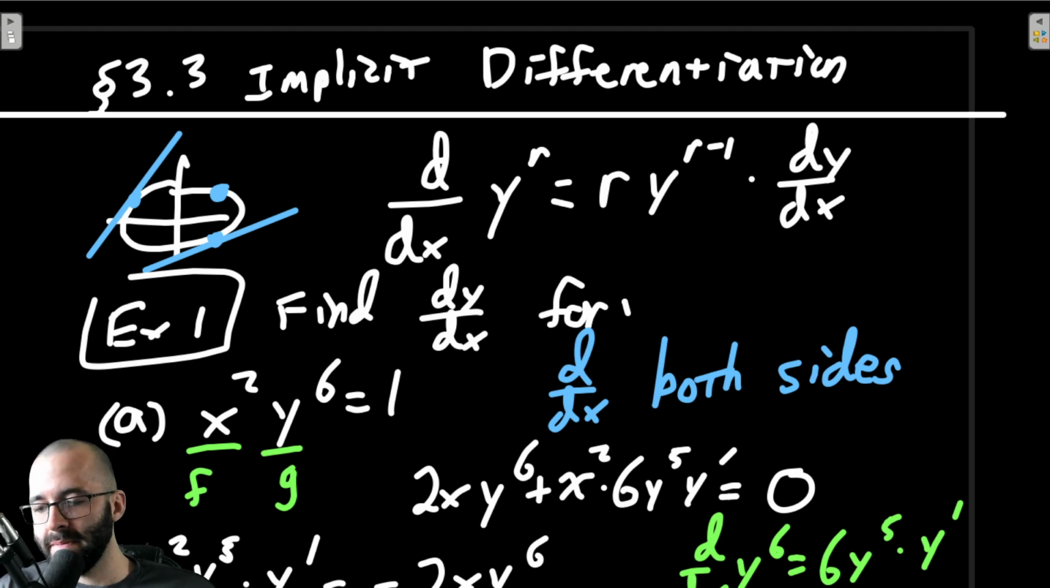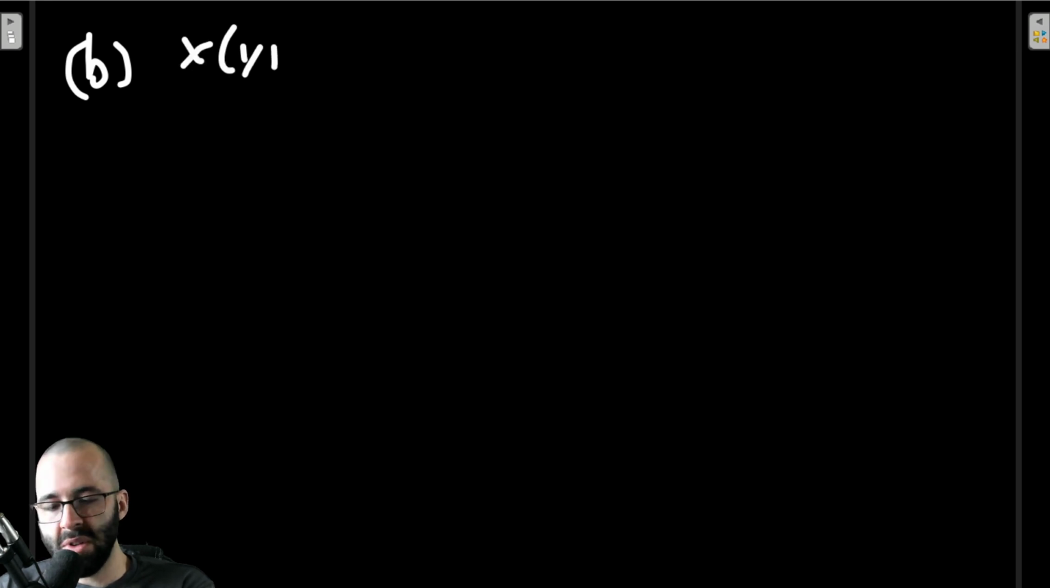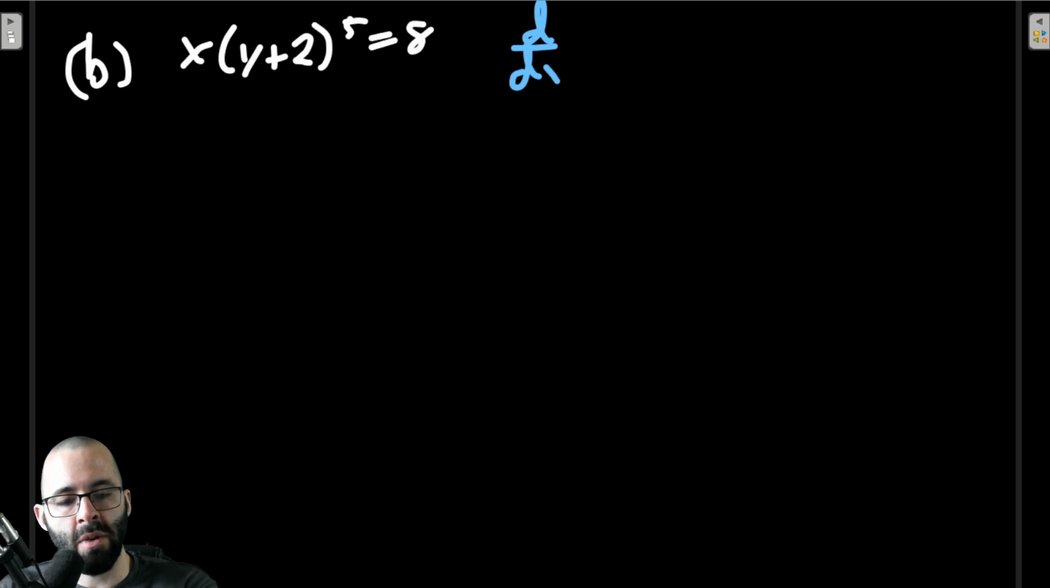Let's do another one, okay? Part B. B as in the best problem. Let's do x times (y plus 2) to the 5th equals 8. We want the derivative of this. Again, we're going to take d/dx of both sides, the derivative of both sides with respect to x. Then we'll simplify and solve for y prime.